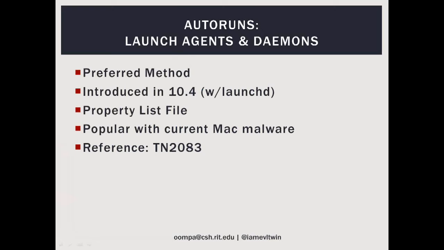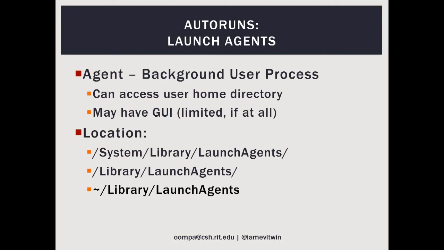All right, launch agents and launch daemons. Now we're working up into complexity here with these. These are by far the most popular persistence location with current Mac malware that I've seen. Launch agents are under the user context, while launch daemons are under the system context. Each one of these is, again, in a property list file. And if you would like to know a lot more about these, and I mean in granular detail, Technical Note 2083 would be some very good nighttime reading for you.